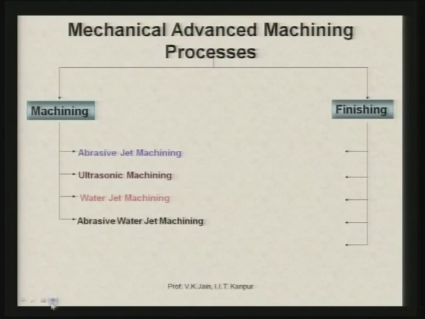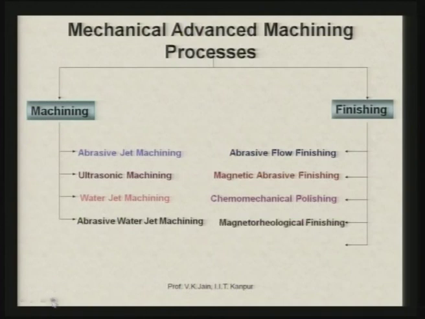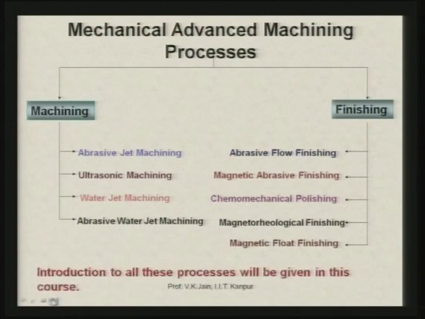Then there are the finishing processes with the help of which we can achieve micro or nano level surface roughness value, that is the Ra value, in these processes. First one is abrasive flow finishing process, also known as abrasive flow machining process. Second one, magnetic abrasive finishing process, chemomechanical polishing CMP. Next is magnetorheological finishing, also called MRF process, and magnetic float polishing. We will discuss most of these processes in this particular course. Introduction to all these processes will be given in this course.